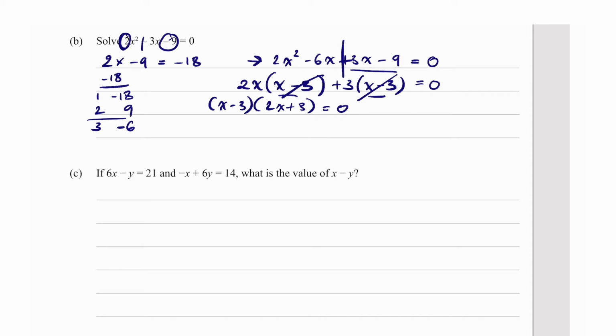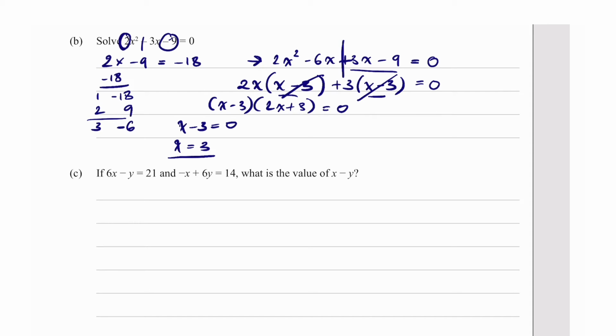Cool. So now we're going to solve for the quadratic. Each bracket is going to be equal to 0. So x minus 3 is equal to 0. By rearranging, adding 3 to both sides, we get x is equal to 3. So one of our solutions is x is equal to 3.